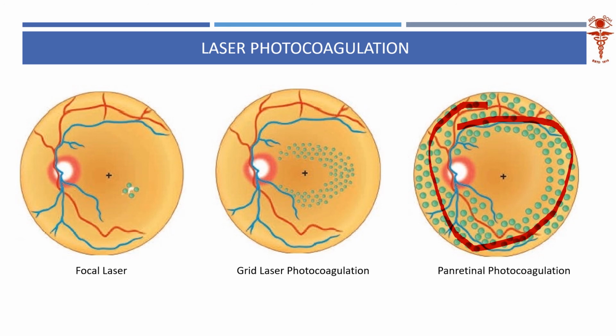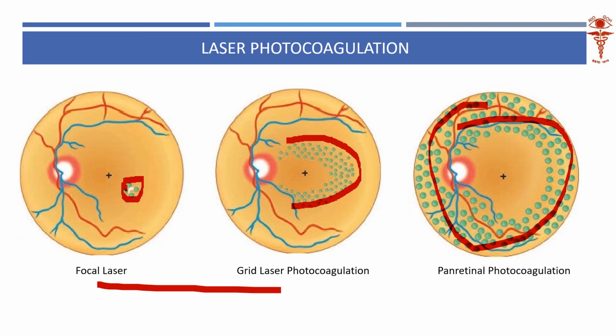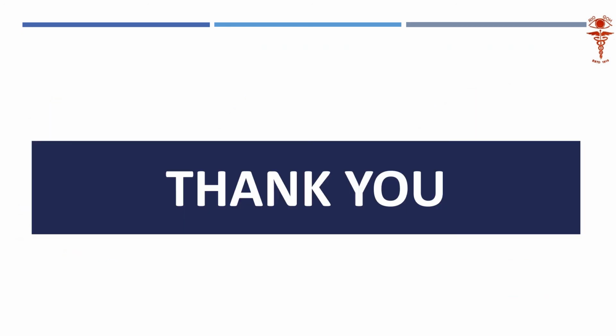And this is a grid laser photocoagulation. Can you see? Only the macular area is treated with a grid laser, and this is a macular area treated with focal laser. Okay. So focal laser and grid laser for maculopathy. These two are for maculopathy, and this is for retinopathy. So these are the laser photocoagulation techniques which we follow in case of diabetic retinopathy.